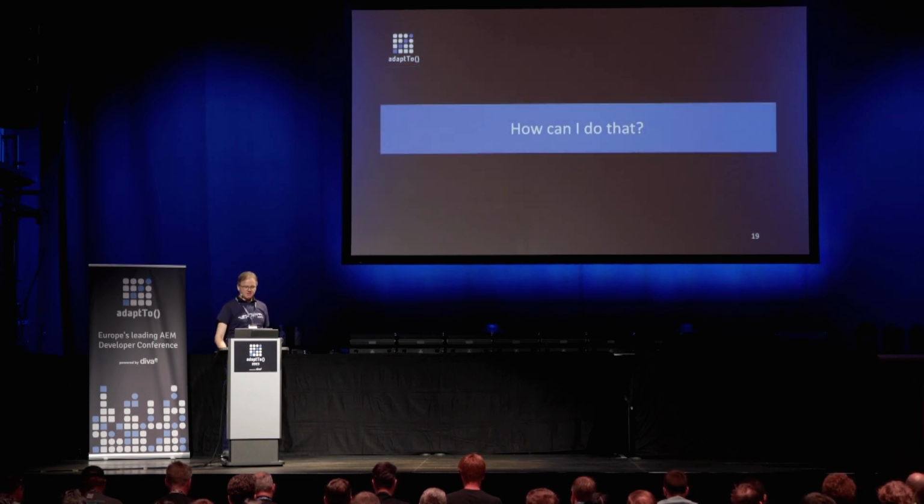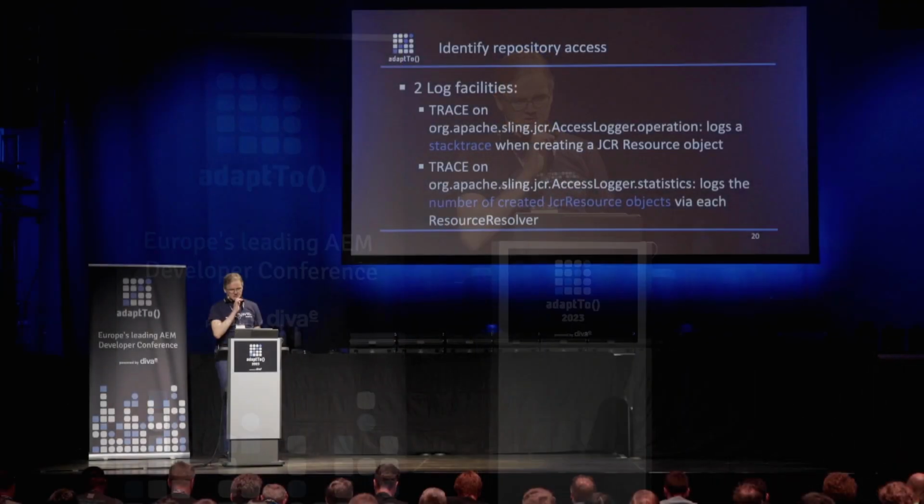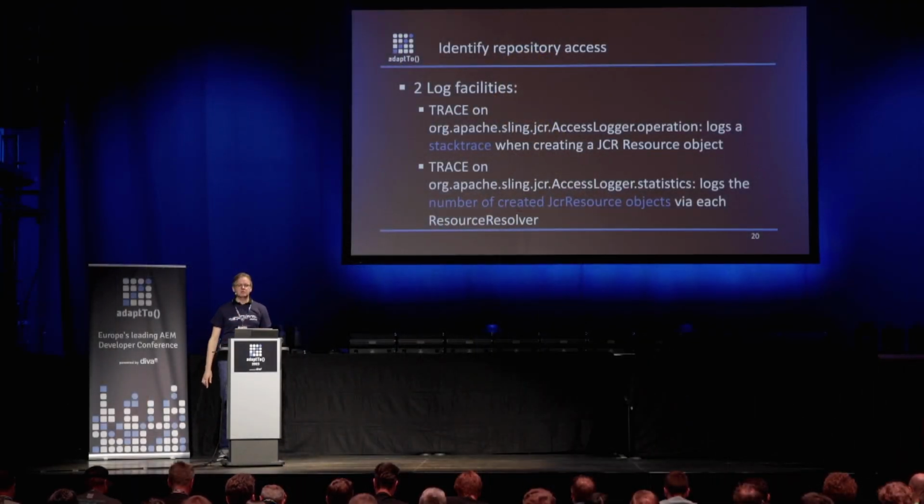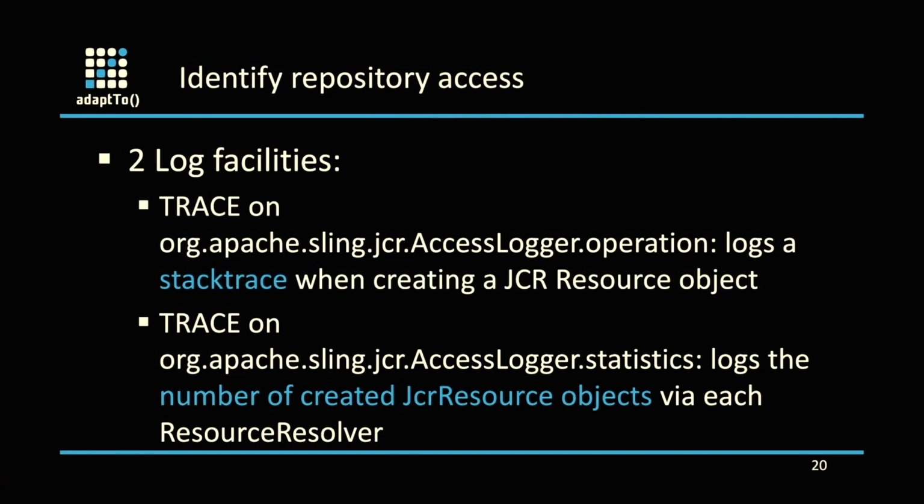Anyway, okay, so I told you, well, what you can do, but still, yes, where does my performance go? How do I know where I should start? So I added a few months, maybe even a year back, 2 additional log facilities on a Sling level. You can enable them on trace. Don't do this in production.